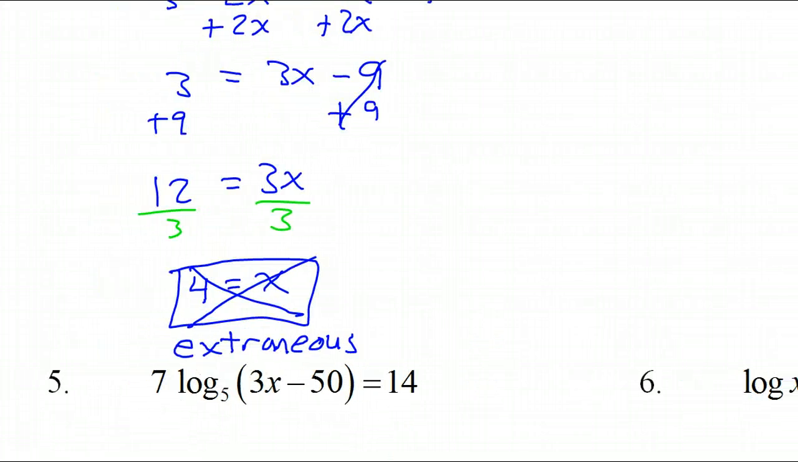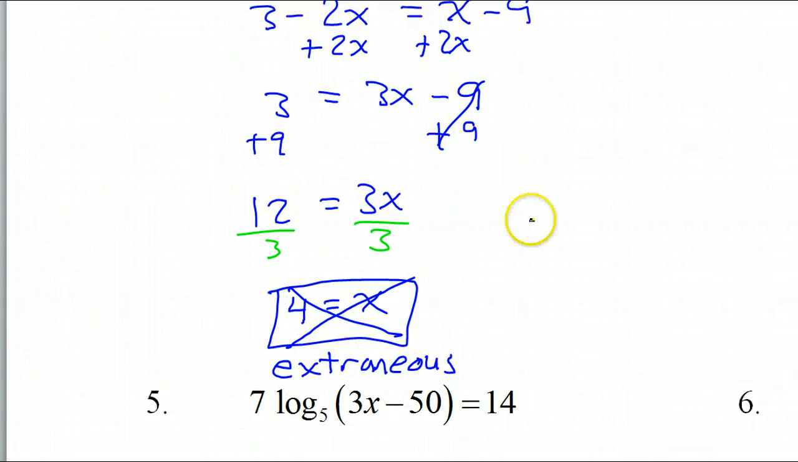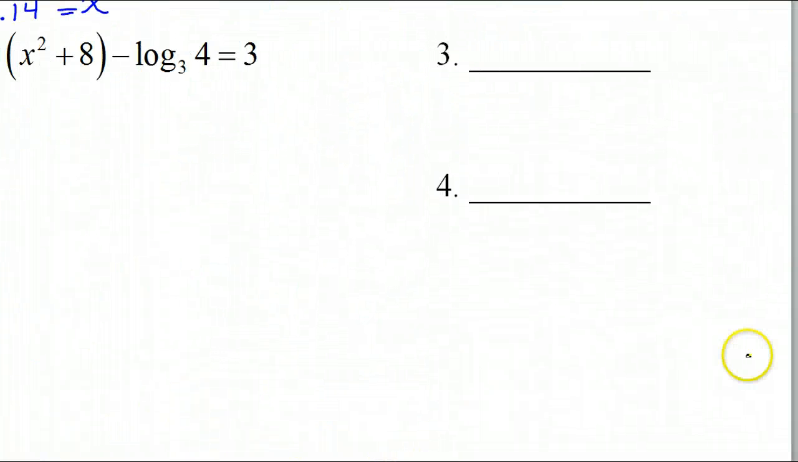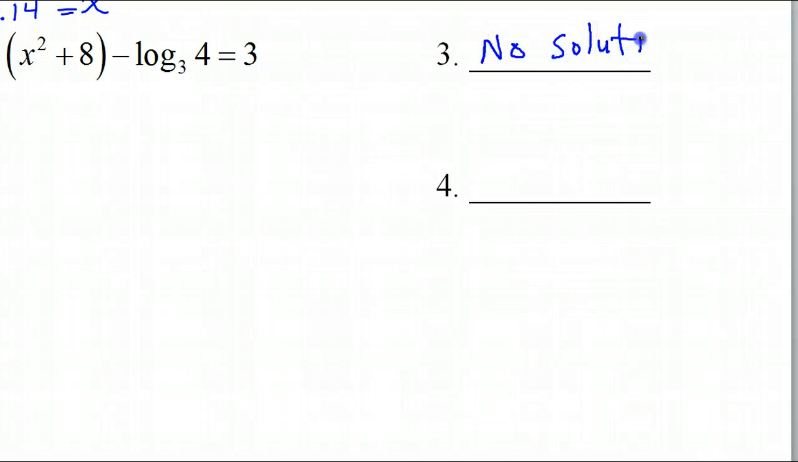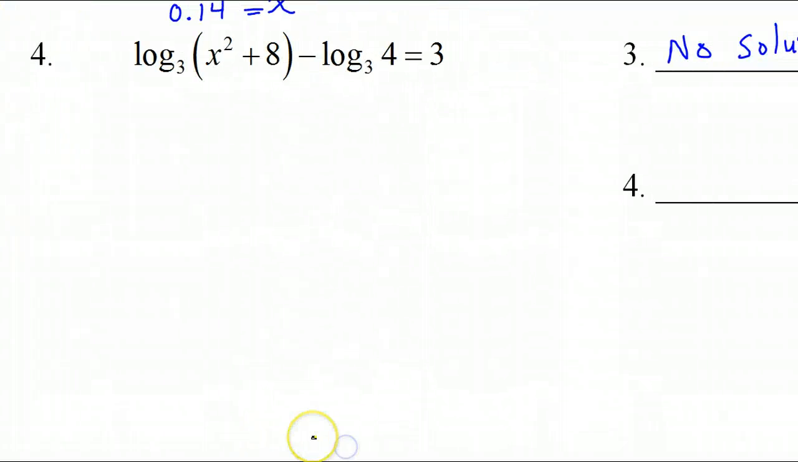Sometimes we have two solutions and one of them is extraneous, and then we just write down the other one. But if our one and only solution turns out to be extraneous, what do we put on the answer line? We put no solution in that case. So number 3 has no solution. All right, number 4.